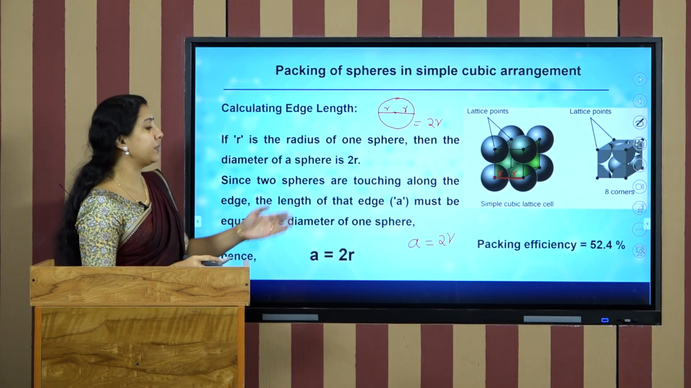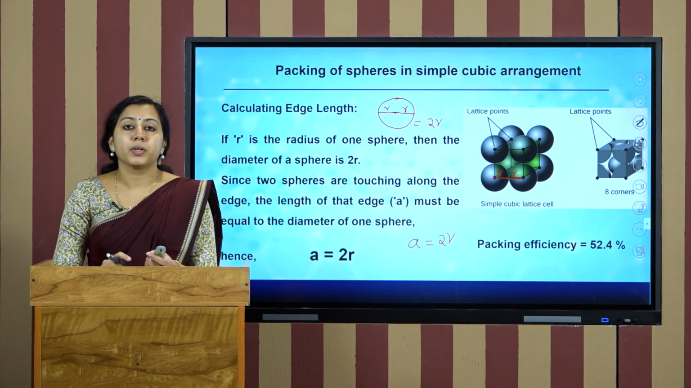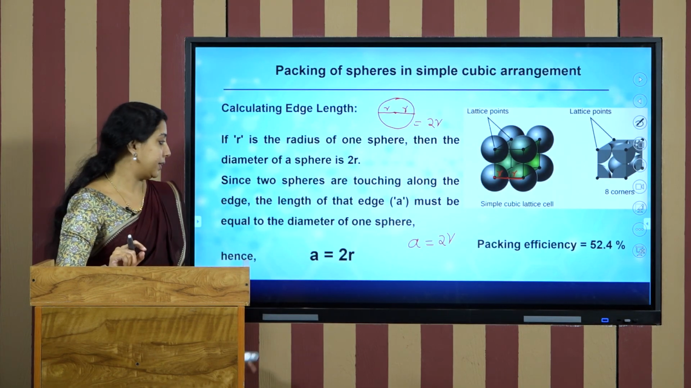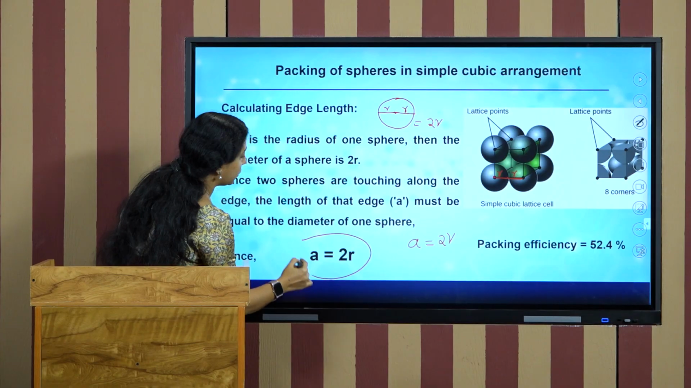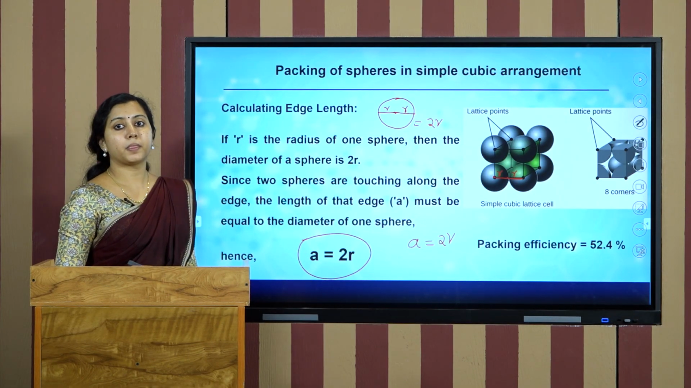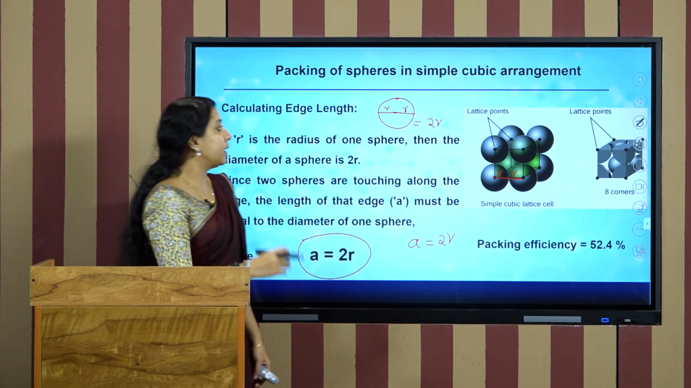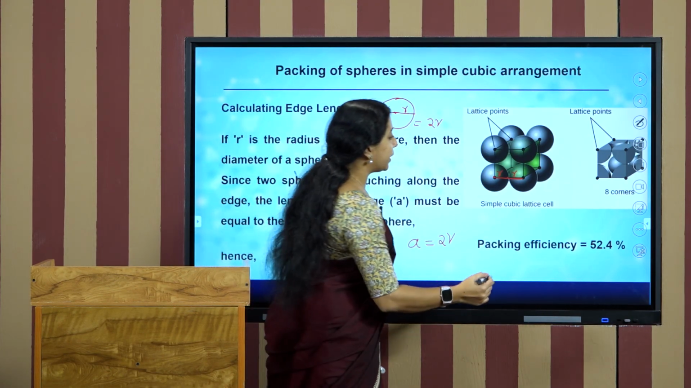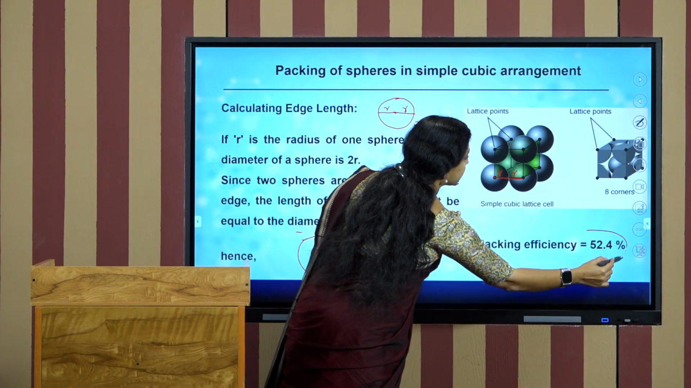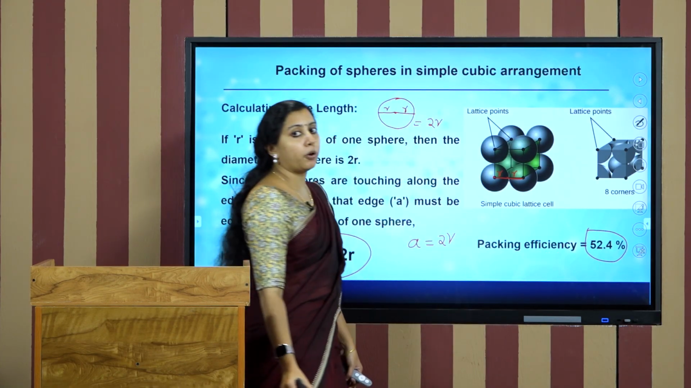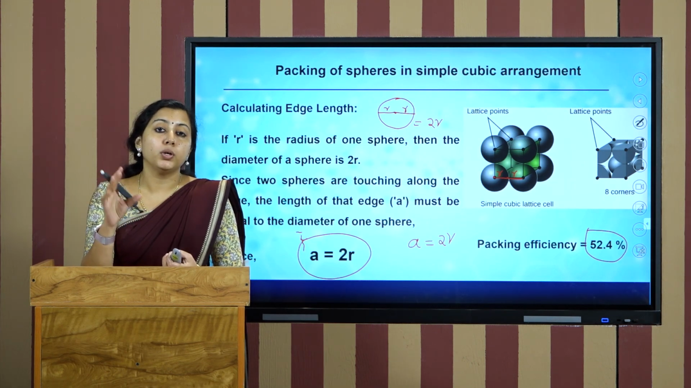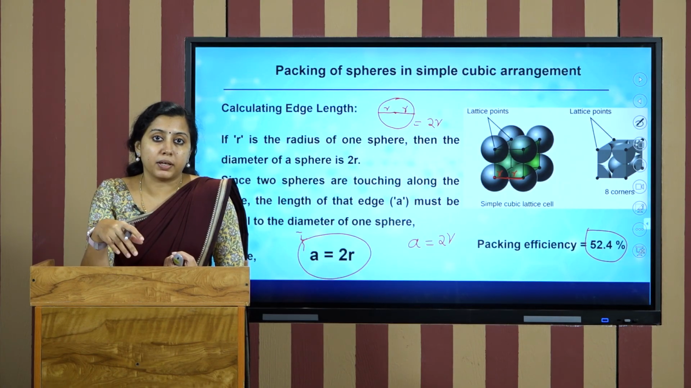Since two spheres are touching along the edge, the length of the edge a must be equal to the diameter of one sphere, and that is why it is given a equals 2r. Again, the spheres are so closely packed here. However, the packing efficiency in a simple cubic lattice corresponds to only 52.4%, and this is lower when compared to 74% of packing efficiency in a hexagonal or cubic close packing.